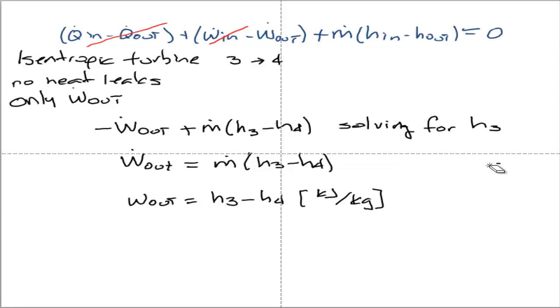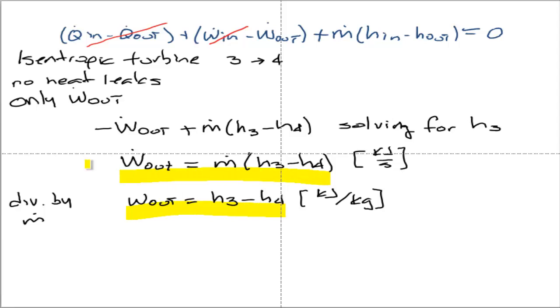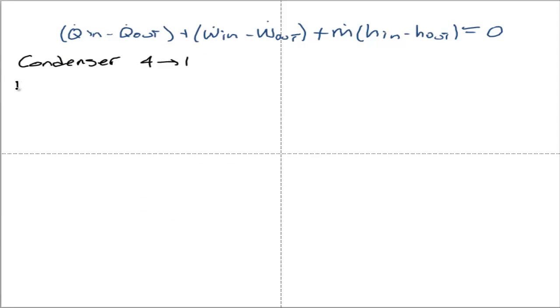Let me just write that for you, so you'll remember that every time that we have the dot on top, capital letter, means that it is a rate form. That means that it is a per second, per time basis. So this one is kilojoules per second, and this is kilojoules per kilogram.